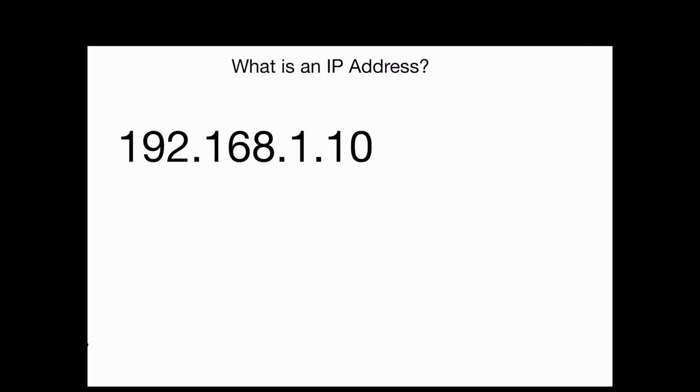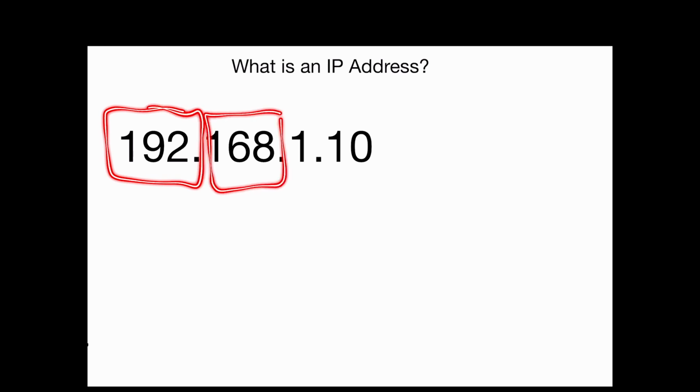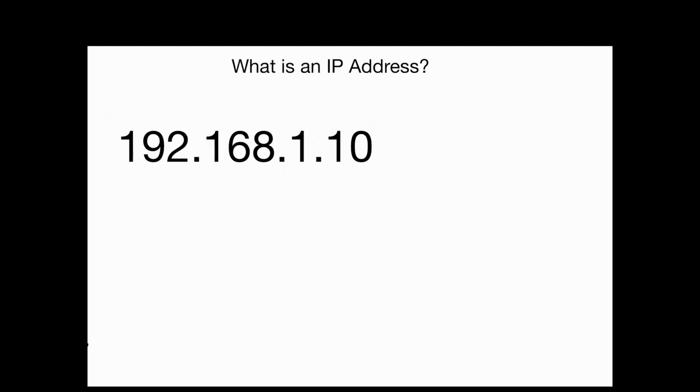So let's dive into a little bit more on the IP address we have on the screen. This is just an example IP address. It's a very common IP address, and you might even have this IP address on your network. So this IP address, simply, it's four sets of numbers, and they're separated by a decimal. Each of these numbers over here can range from 0 to 255. Same thing for this.